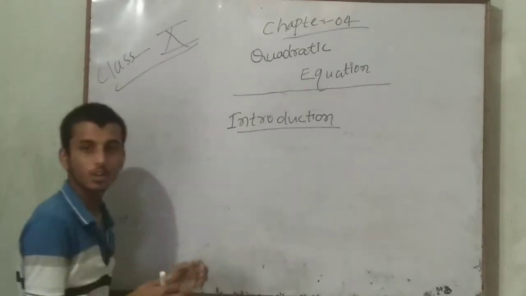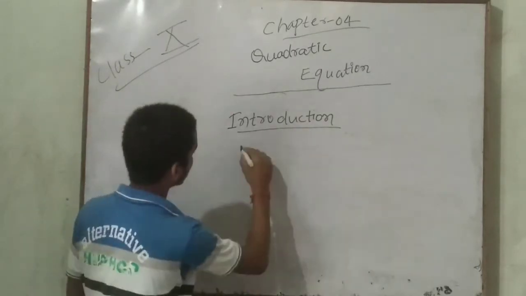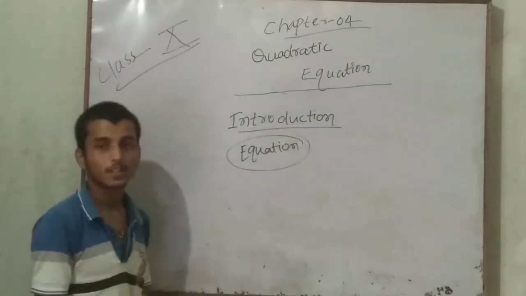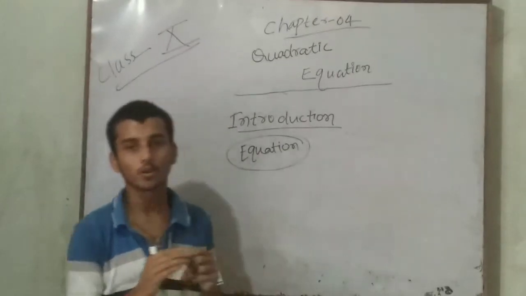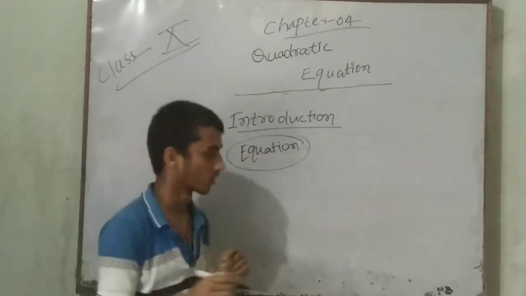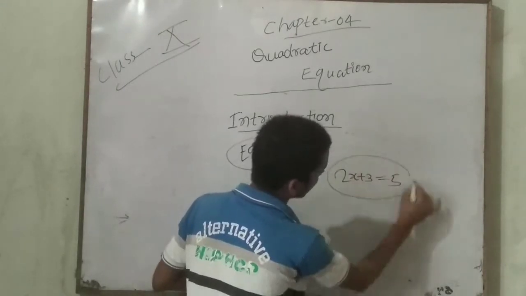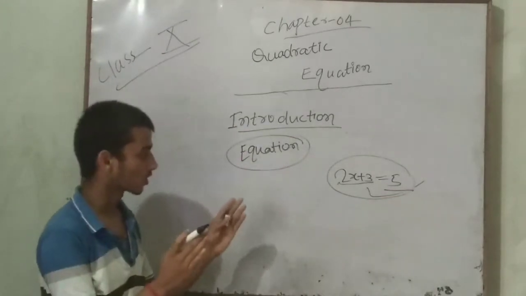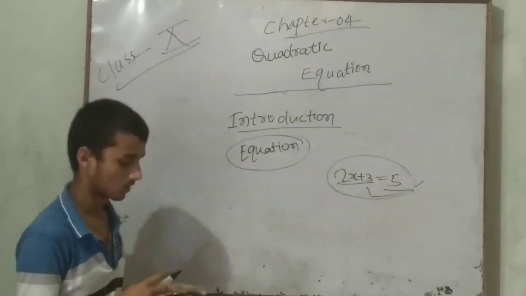Before we do the introduction of quadratic equation, I would like to say one of the most important things, that is, what is an equation. Equation means a mathematical statement that states equality between two expressions. Whenever we are talking about two expressions being equal, then an equation is formed. Suppose I am saying that 2x plus 3 equal to 5. Then it is an equation, because both expressions are equal to each other and are on opposite sides of the equal sign. That's why this is an equation.